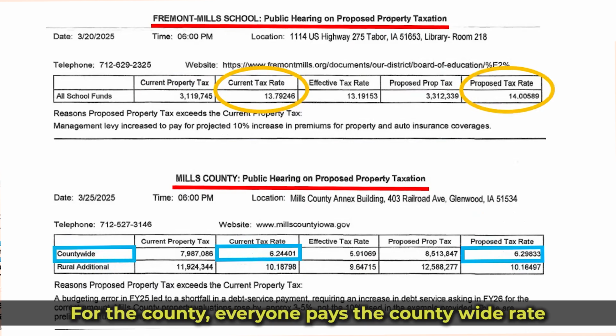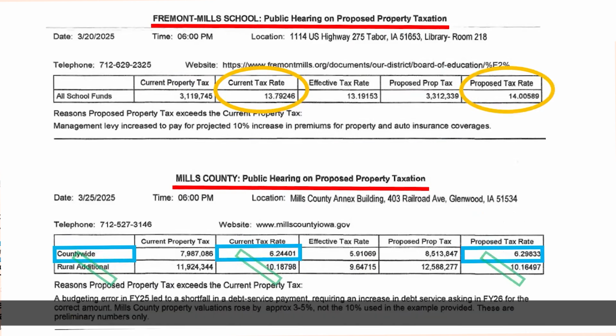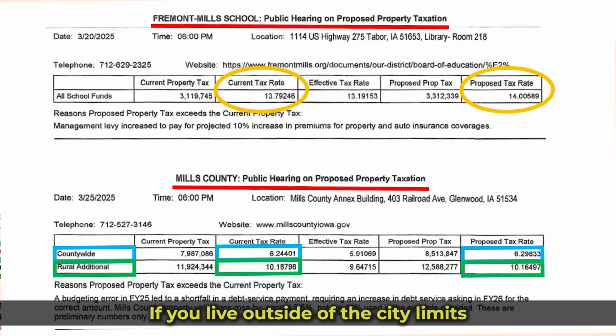For the county, everyone pays the county-wide rate. If you live outside of the city limits, you will pay the rural rate. It's a little misleading. It's not an additional. This is the rural rate. Do not add these two together. If you live in the city limits, you will pay the county-wide rate. If you live outside of the city limits, you will pay the rural rate. Again, do not add these two together.